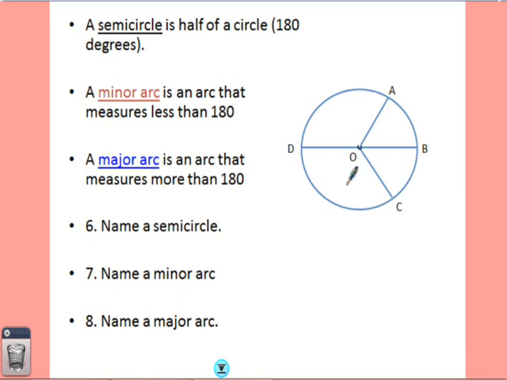So a semicircle here would be, we want to name it an arc, and sometimes you can get away with 2 letters, but for a semicircle we're going to name it with 3, so you know which direction to go. So DAB is the semicircle that I'm going to name. A minor arc is an arc that is less than 180 degrees. I can prove that arc AB is less than 180 degrees, so AB. There are others, obviously. BC is a minor arc.